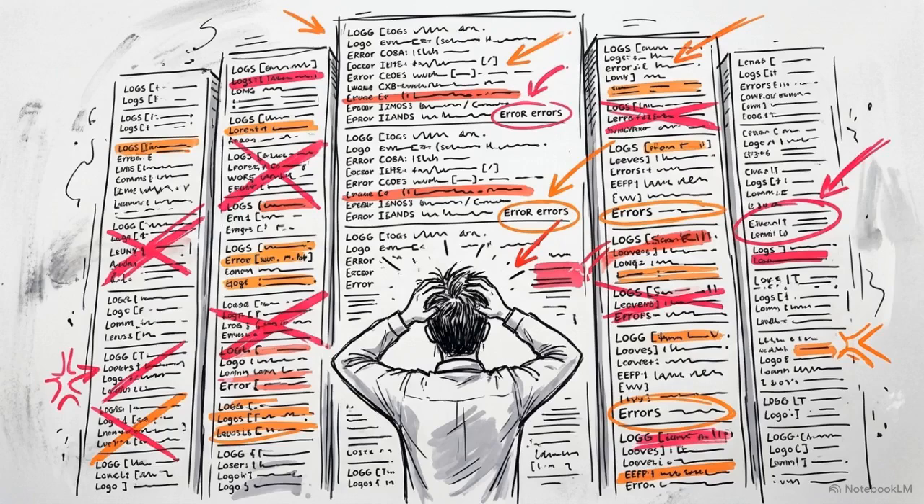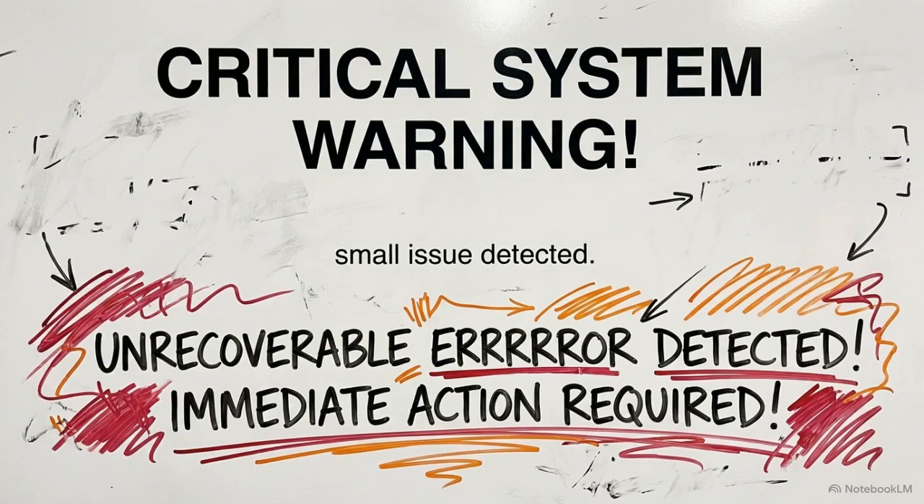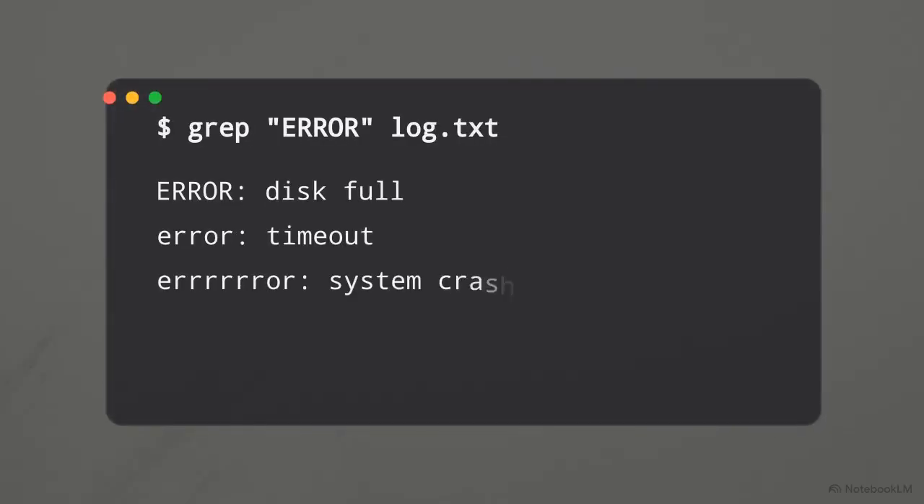If you need to search a massive system log for an error, you have a problem. The target word might be capitalized, entirely lowercase, or mistyped as "eror" by a frustrated developer. Searching for an exact string will miss most of these variations. We need a way to recognize patterns.